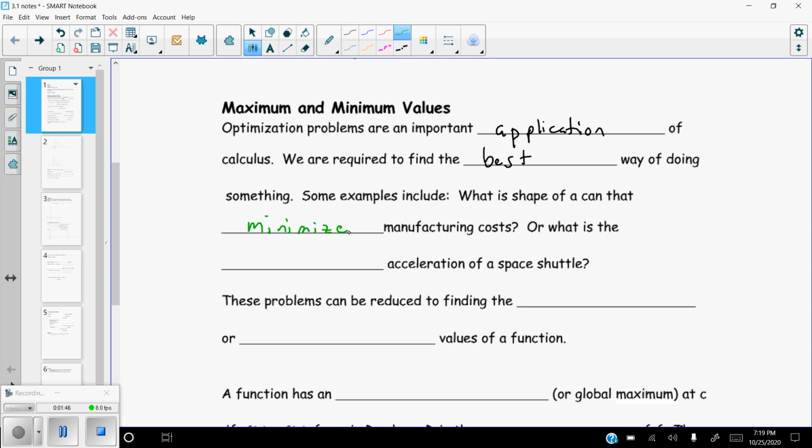Or you might want to figure out what is the maximum acceleration of a space shuttle. I am sure that the astronauts who go up in the space shuttle are glad that there are people who know this information, because otherwise they could technically rip the shuttle apart if they try to accelerate too fast. So again, very important information, and all this can be done using calculus equations. So these problems can be reduced to finding the maximum or minimum values of a function.